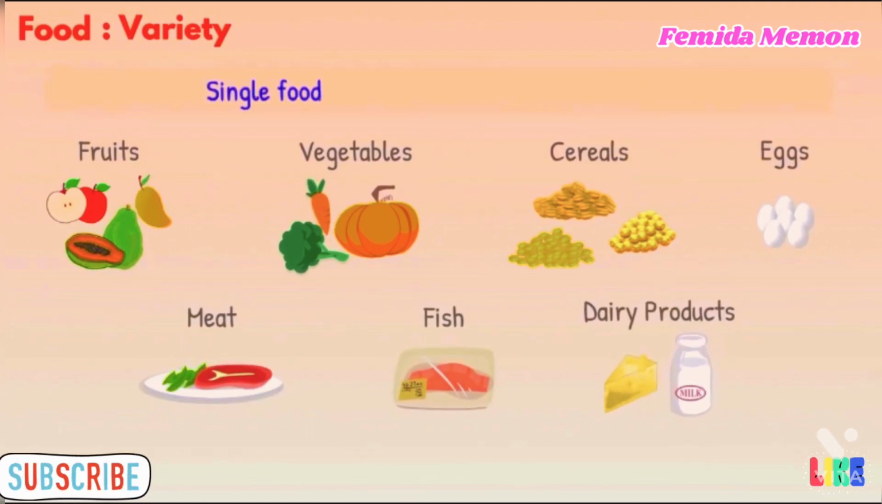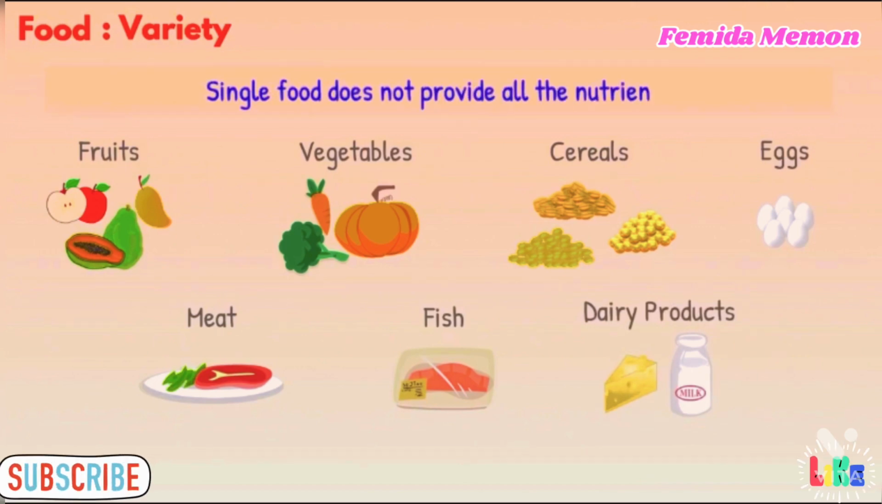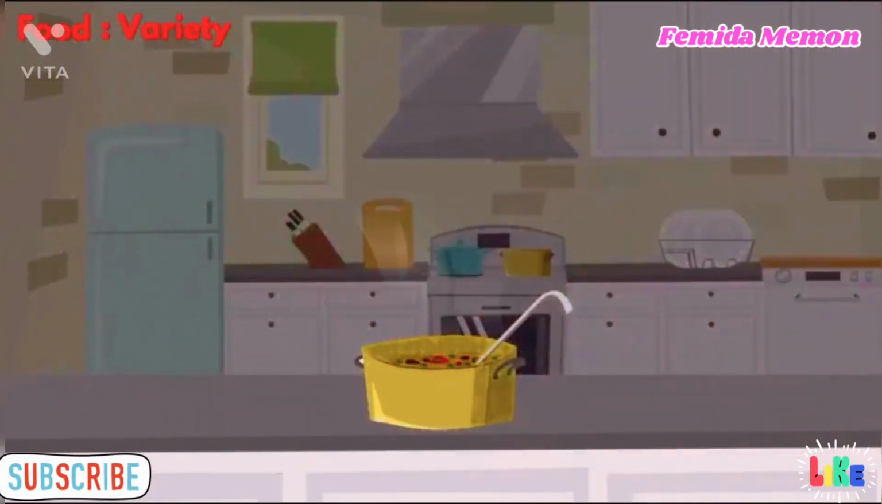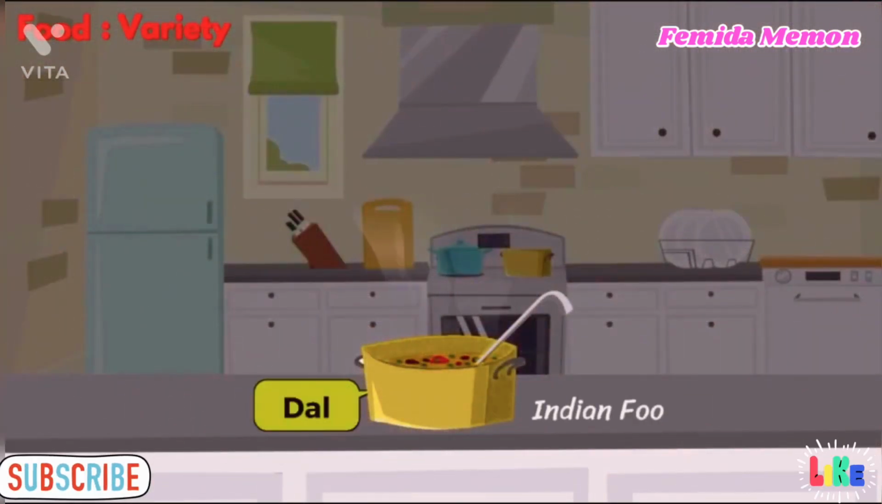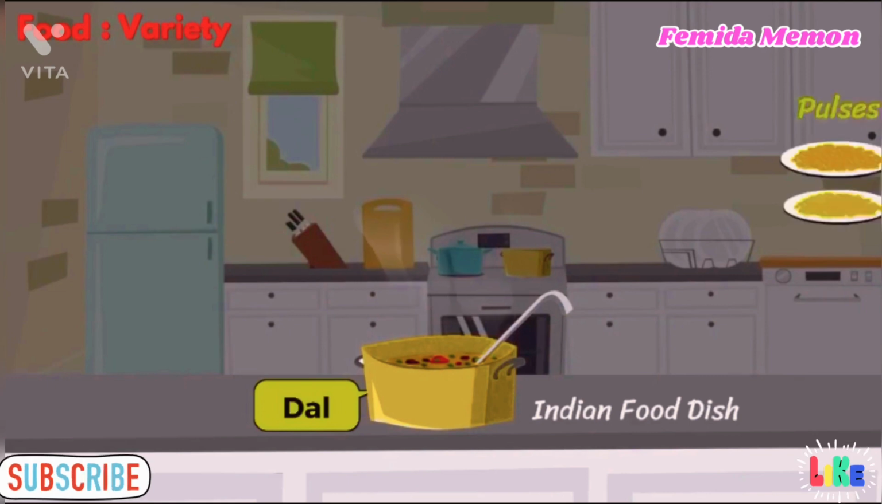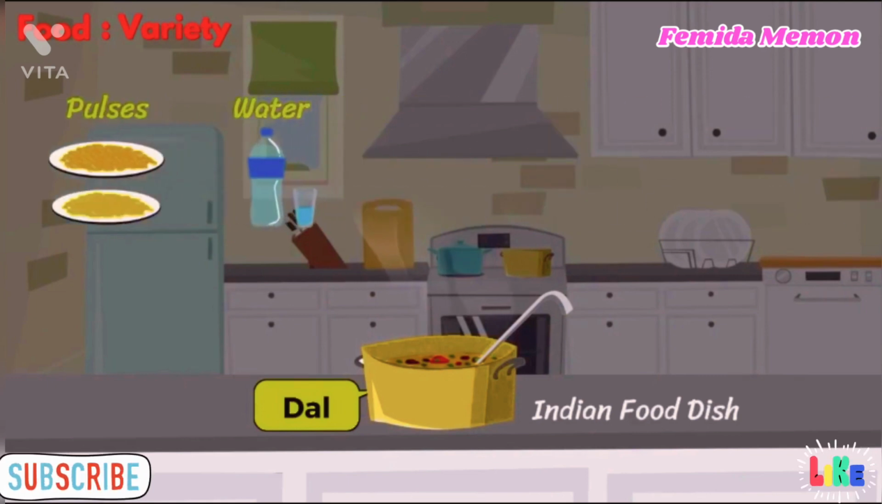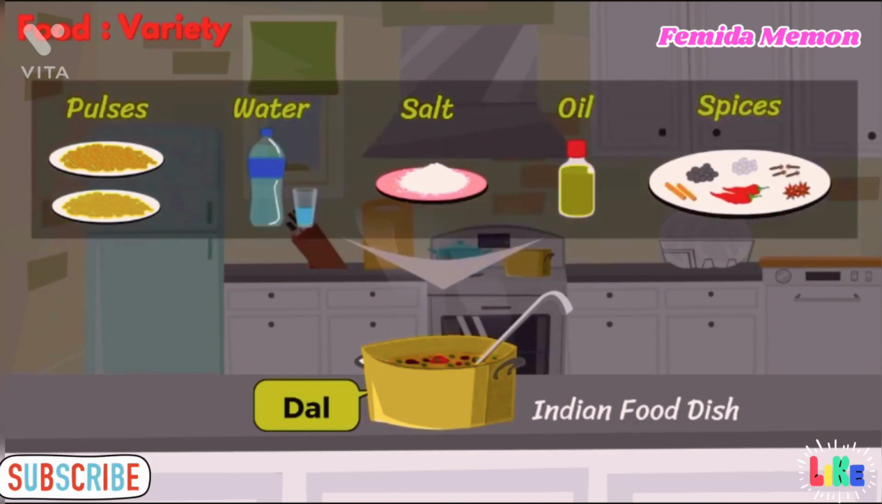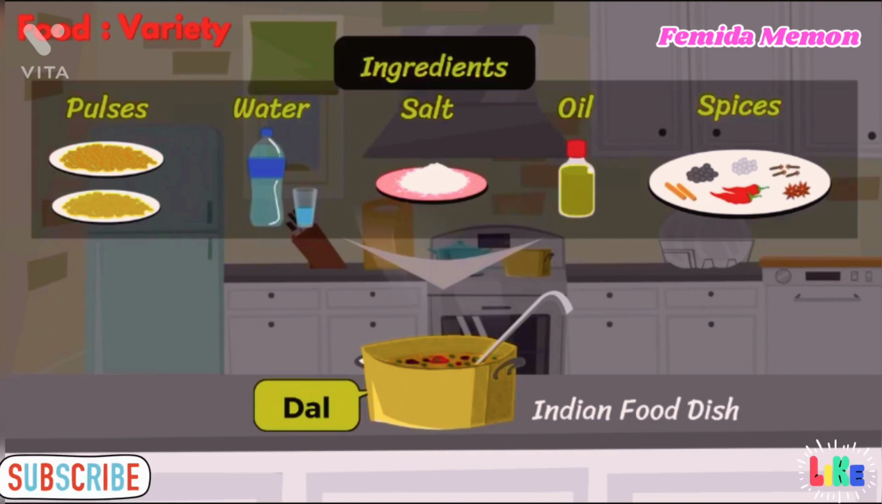However, a single food does not provide all the nutrients. Therefore, we mix all these items to prepare a food dish. For example, dal is a famous Indian food dish which is a mixture of pulses, water, salt, oil, and spices. The materials used to prepare a dish are called ingredients.